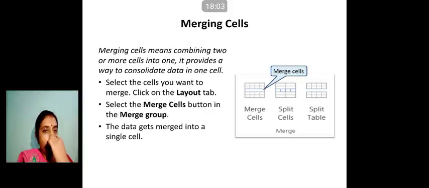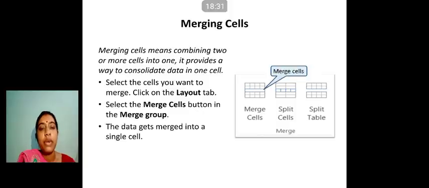Now how to do it: select the cell you want to merge. As I have already told, whatever action you want to perform, that particular thing has to be selected. Whichever area you want to work on, that particular area has to be selected first. Then after selecting that area, opt for the required option.